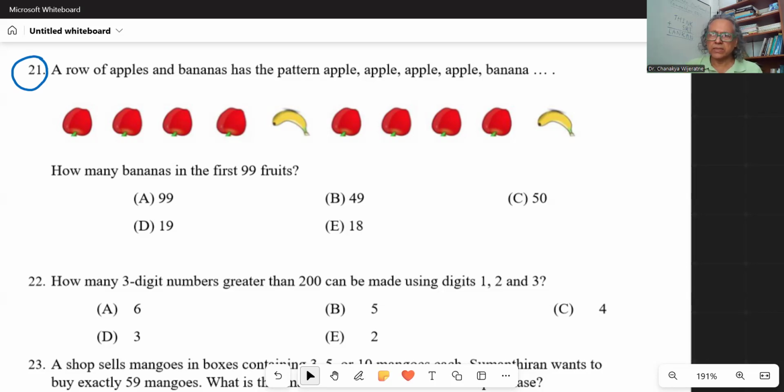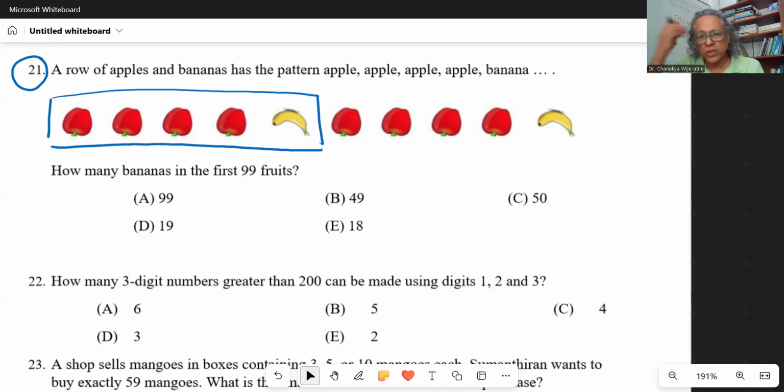So we need to see that here we have a block which repeats, right? What is that block? So this block repeats. If you figure out how many blocks are there in the first 99 fruits, we can answer this very easily because there is one banana in each block. And to find out how many blocks there are, we need to divide 99 by 5. So how many 5s go into 99?